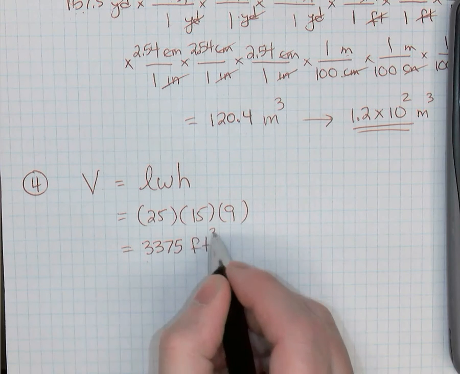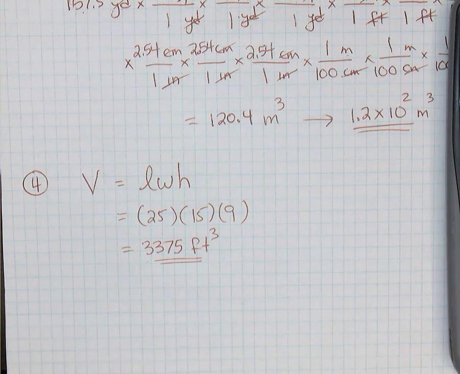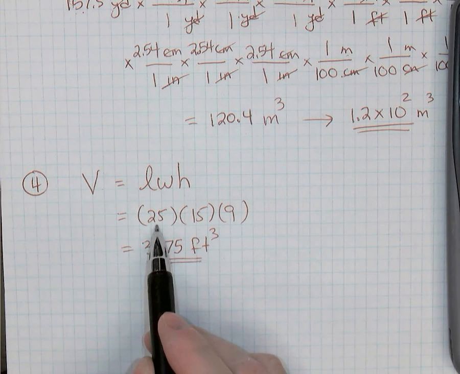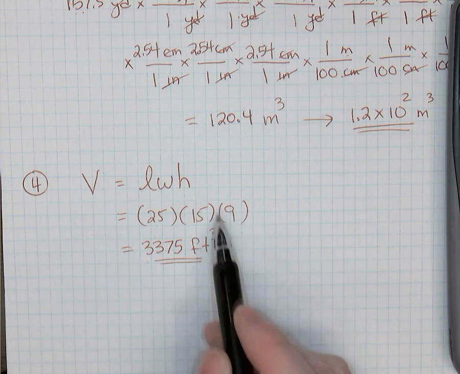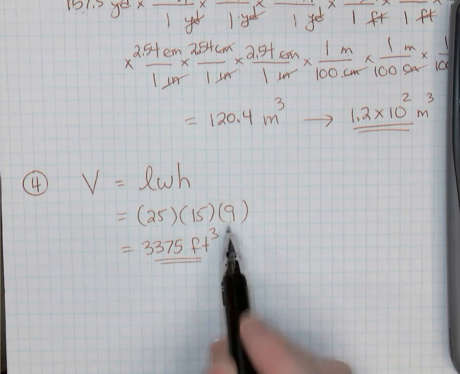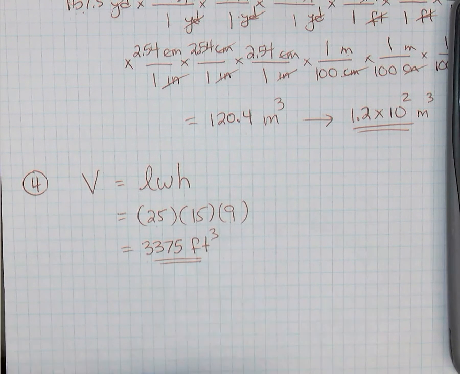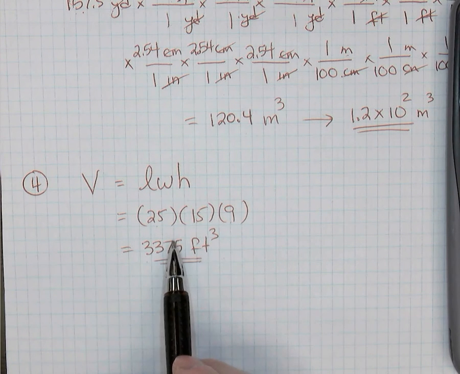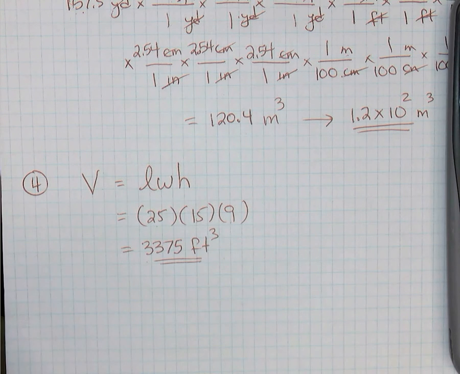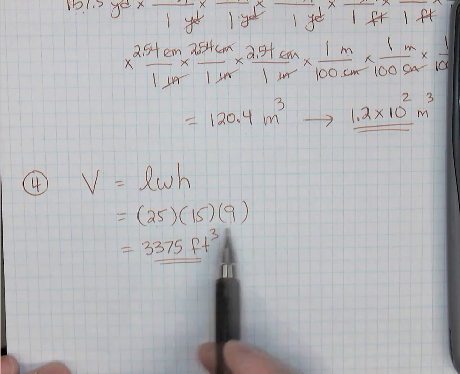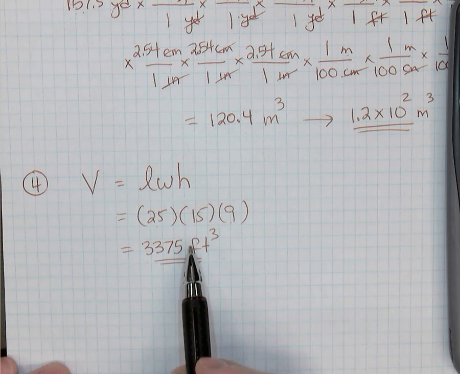cubic feet. Now, if we wanted the answer left in cubic feet, we would note that there's 2 significant digits in these 2 measurements, but only 1 significant digit in this measurement. That means our volume would have to be rounded off to 1 significant digit. When you multiply or divide with measurements, round off the answer to have the same number of significant digits as the number that had the fewest in the calculation.